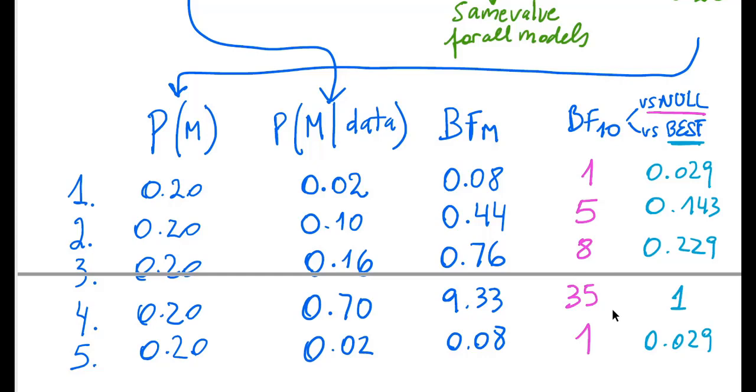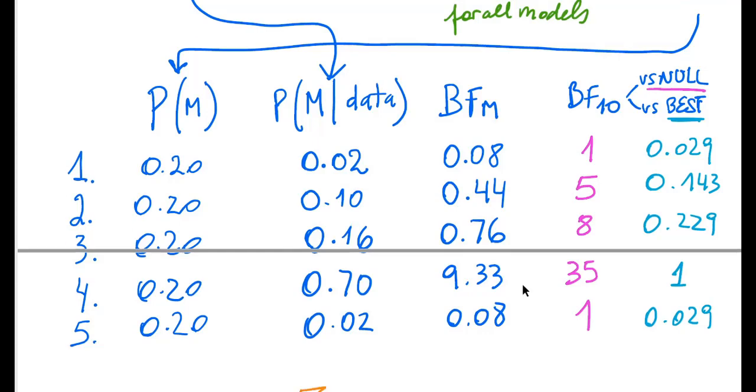And this will give us an idea of which model is more likely, comparing not only against the null, not only against the best, but also against any other model. Here there is evidence that both variable x and variable z are important predictors of the outcome variable y, but the interaction is not.